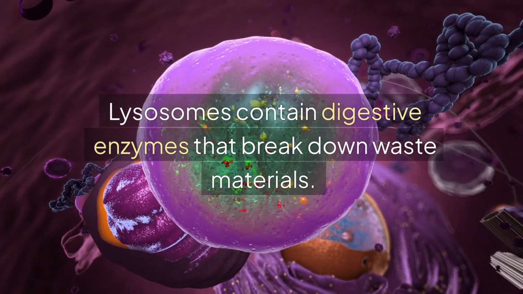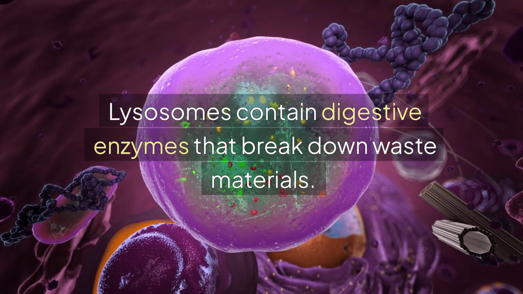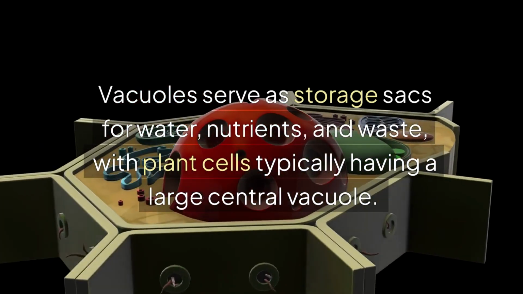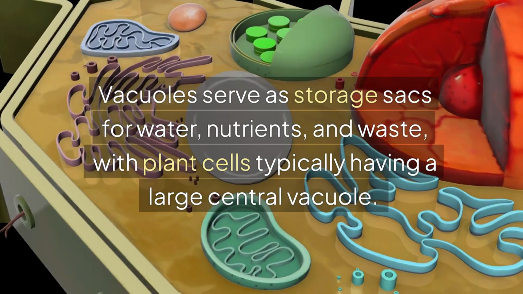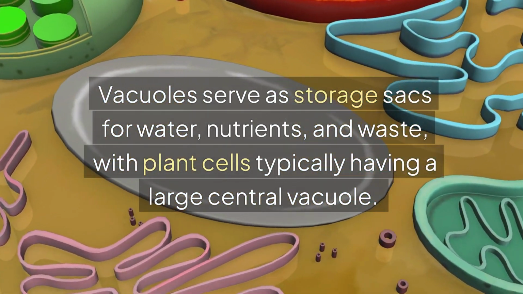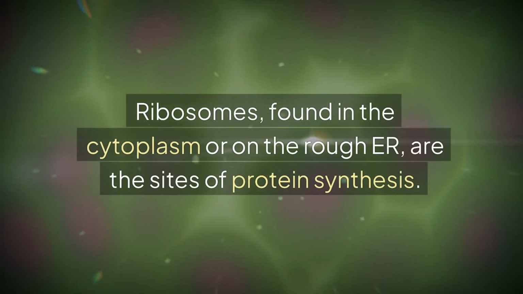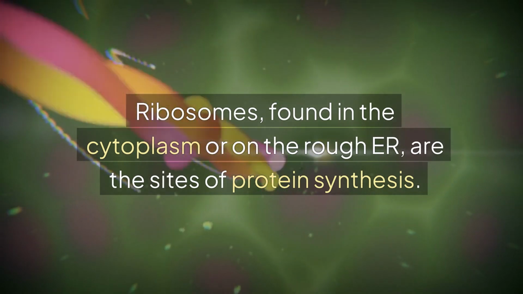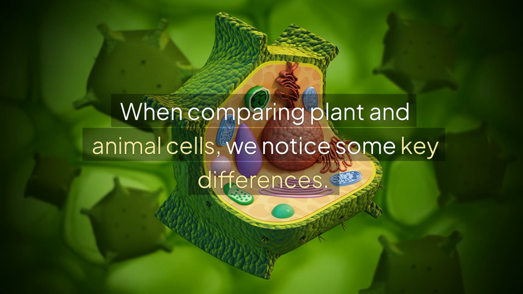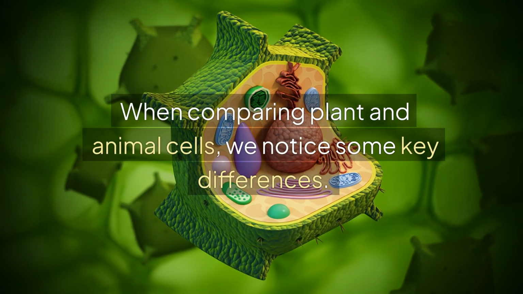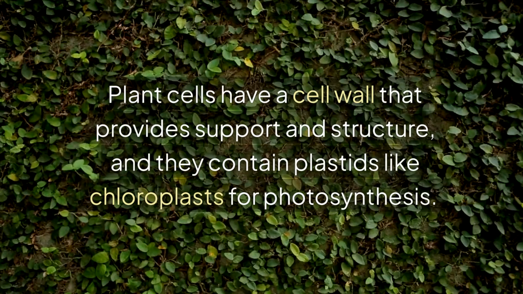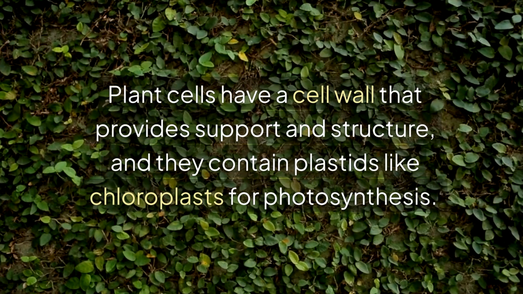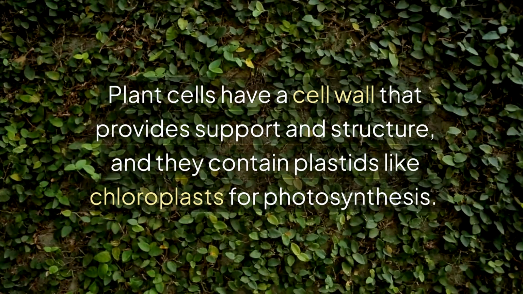Lysosomes contain digestive enzymes that break down waste materials. Vacuoles serve as storage sacs for water, nutrients, and waste, with plant cells typically having a large central vacuole. Ribosomes, found in the cytoplasm or on the rough ER, are the sites of protein synthesis. When comparing plant and animal cells, we notice some key differences. Plant cells have a cell wall that provides support and structure, and they contain plastids like chloroplasts for photosynthesis.